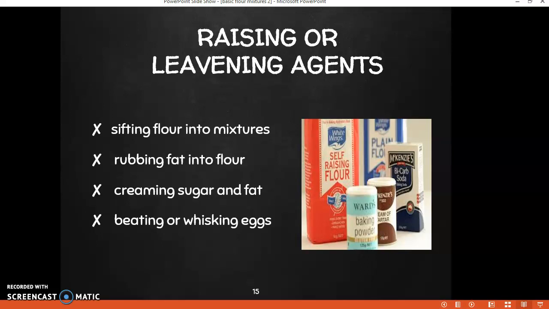When we cream sugar and fat together, as in the preparation of cakes, we entrap air into it. When air is entrapped into it, the mixture changes color and it turns pale. When we beat our eggs or whisk our eggs by the use of a fork, we are entrapping air into it. We do this until the mixture becomes frothy and foamy.